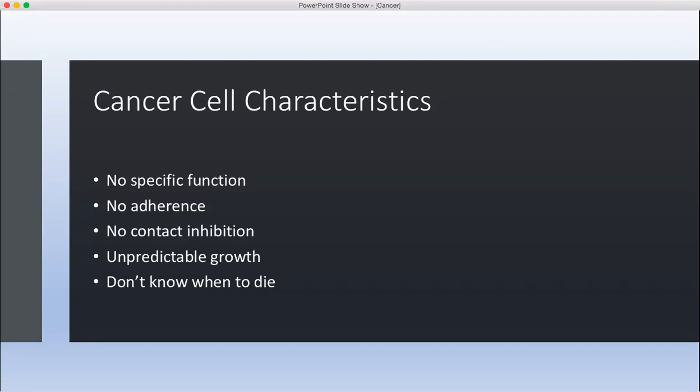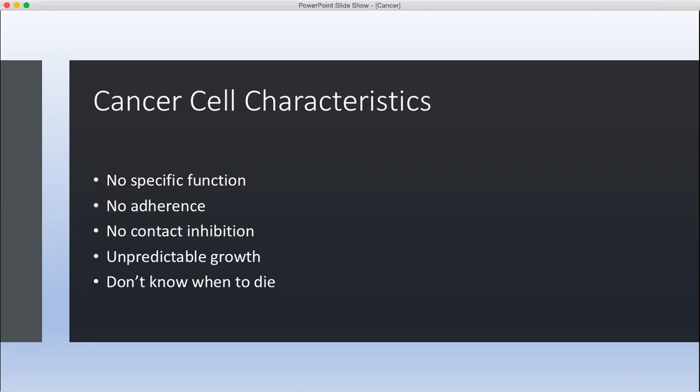When we talk about cancer cells, those cells don't have any type of function. They're just kind of useless, laying out there. There's no adherence, no contact inhibition. They have an unpredictable growth pattern and they don't know when to die. So what does all of this actually mean?